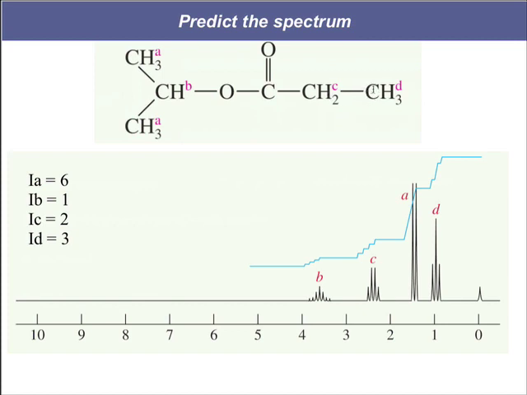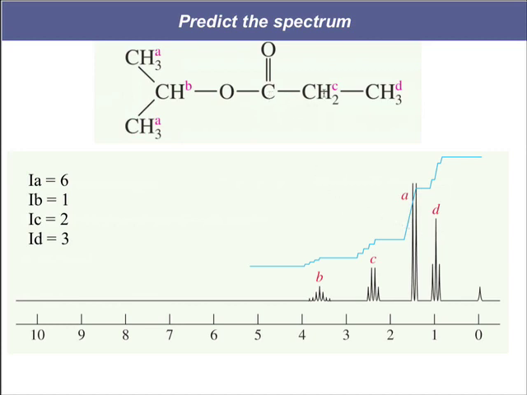Then we said after D, we're going to see the A's. The A's are also methyls, but they're a little bit closer to an oxygen. So our A's should show up next, and they are next to 1, so they should be a doublet. So there's our A doublet showing up after our D.